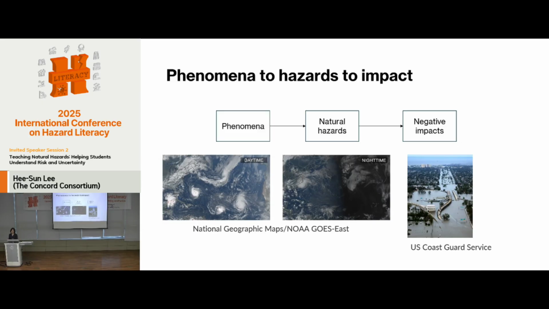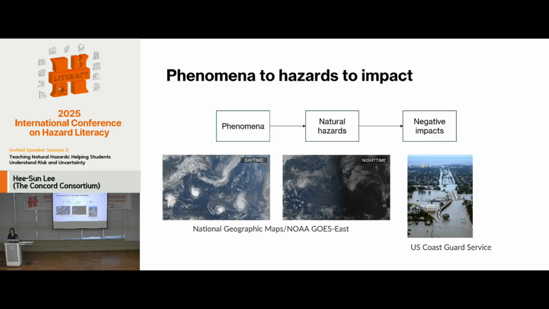It's a pretty straightforward thinking process for us. So phenomena are not hazards by themselves. For example, in this photo, you can see 4 different swirling clouds that indicate tropical storms in the Atlantic Ocean. Right now, not all of them, maybe all of them, are a threat to the inland yet.